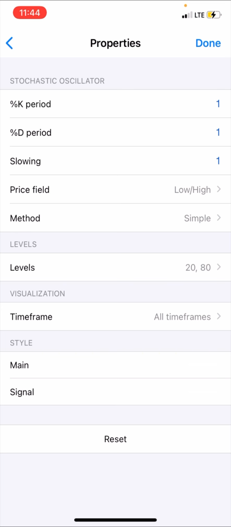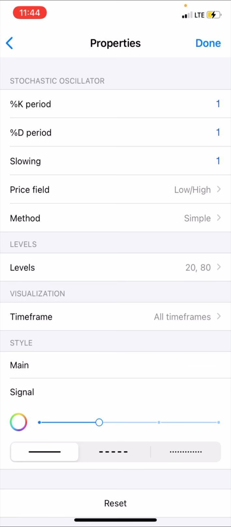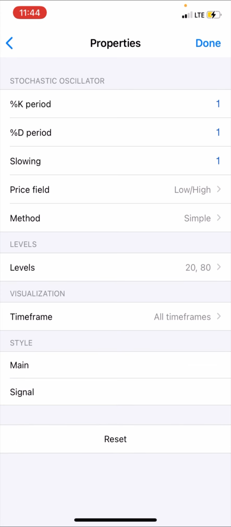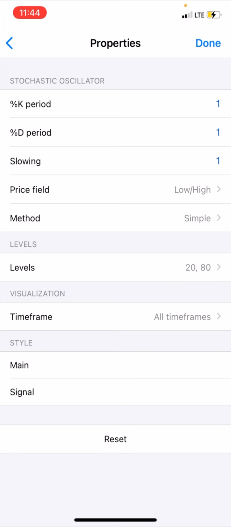All right, if you're using the black background, if the chart is a dark background, ensure to use black here on the main style and the signal style. But since I am using white, my chart background is white, so I am using white color here so that it goes with the background of my chart. You don't want that part to be visible. All right, so you're done with that.